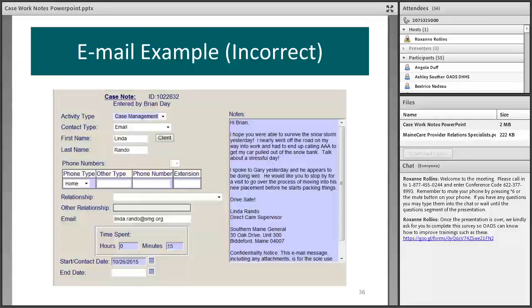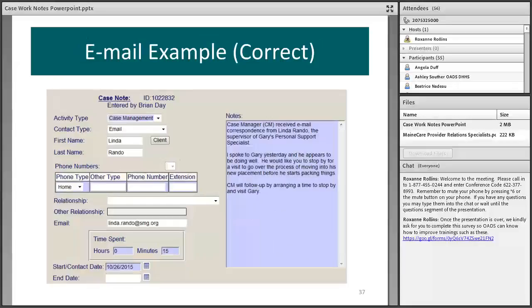I received an email, which actually we'll show you on the next example. You can do the summary, or you can write, case manager received the email correspondence from Linda, and explain who she is and that she spoke to Gary yesterday. And then at the bottom you would follow up with, case manager will follow up by arranging a time to stop and visit. So if you are going to cut and paste, you have to preface it with a statement about where this came from and end it with what you're going to do about it. Or you can just write a summary: I received an email from so-and-so, and she said. Either way would be correct.